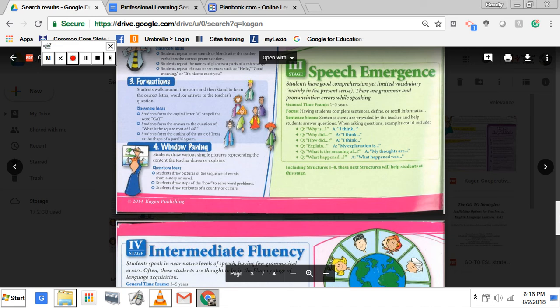Window painting. Everybody always wants to know what window painting is. I don't know why. But window painting is students draw pictures of the sequence of events from a story. Well, why do you call it window painting? Well, it's an interesting name because a lot of people want to know. Students draw attributes of the country, of the culture, of steps, how to do things, even steps in a word problem, and they show it with pictures. Pictures, numbers, and words, just like we're taught in numeracy.